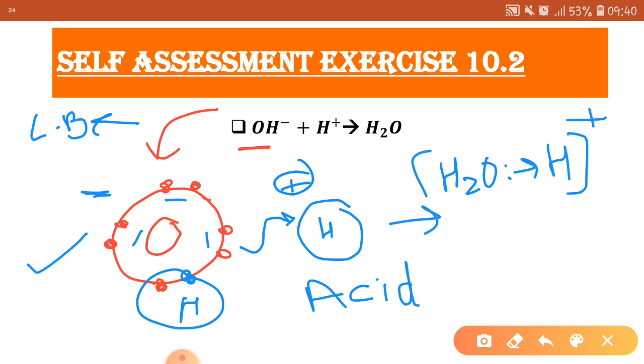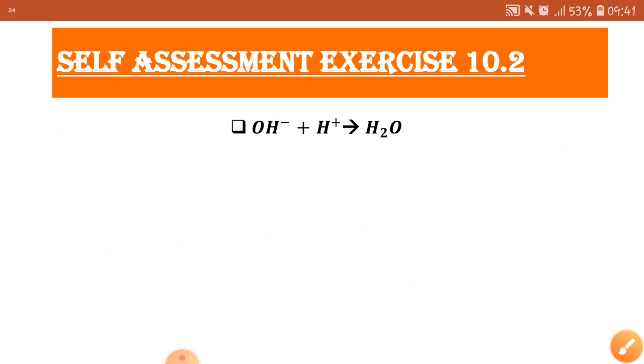So this is how certain substances are identified as a Lewis acid or a Lewis base in a certain reaction. This is all for today. We will do certain activities related to this concept in tomorrow's lecture.